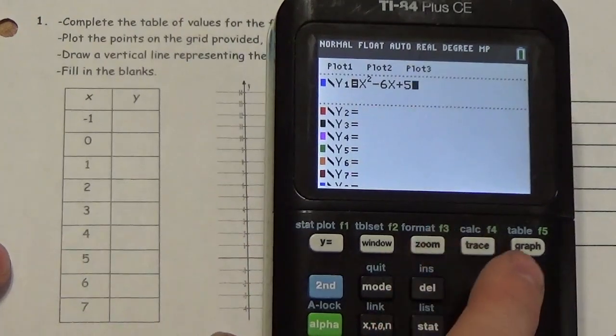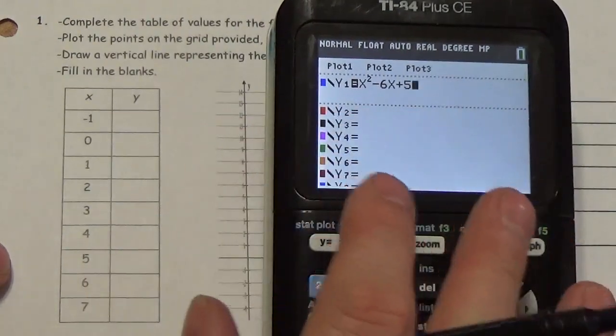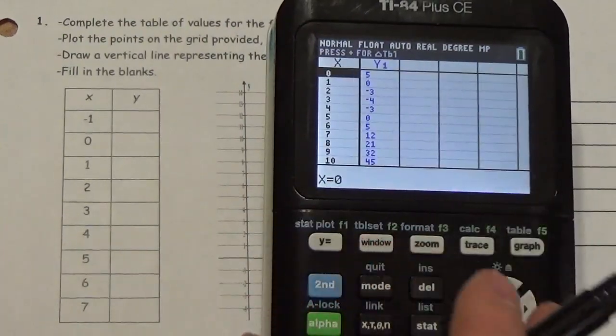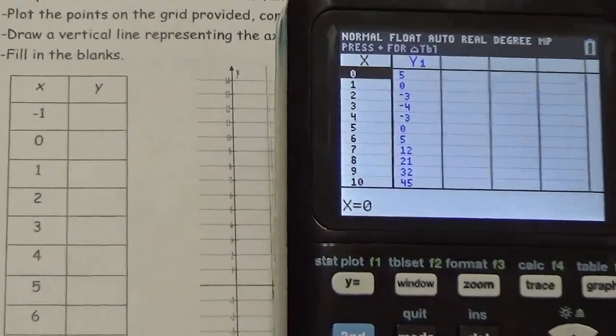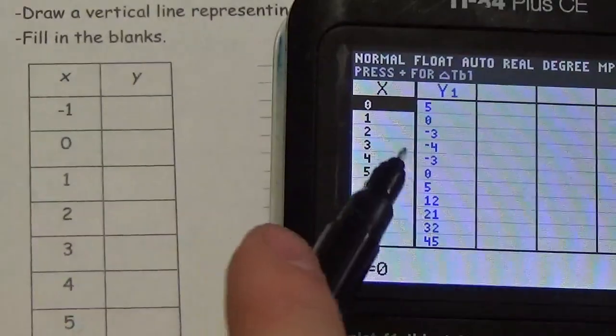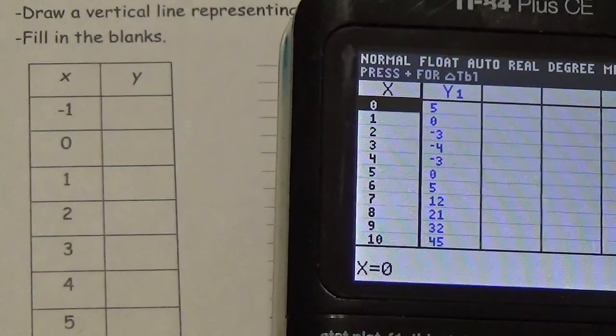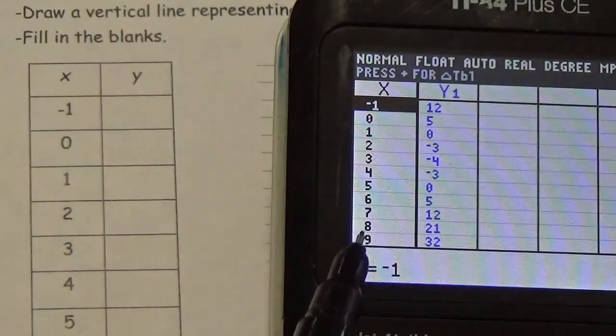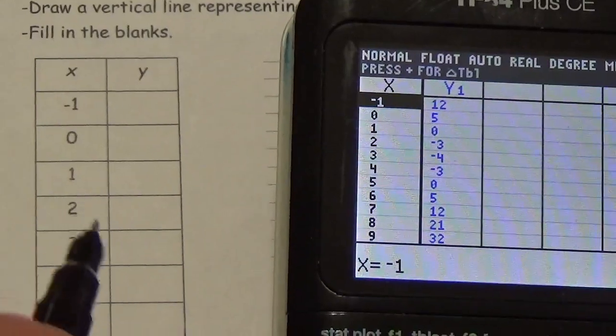Okay? But instead of going graph and seeing what the parabola looks like, I'm going to press second graph, which takes me to my table of values. I'll zoom in a little bit here. Now the table of values on my calculator starts at 0, but I can adjust that by just pressing up one arrow, and I get all my y coordinates even down to -7 here, like on my chart here.